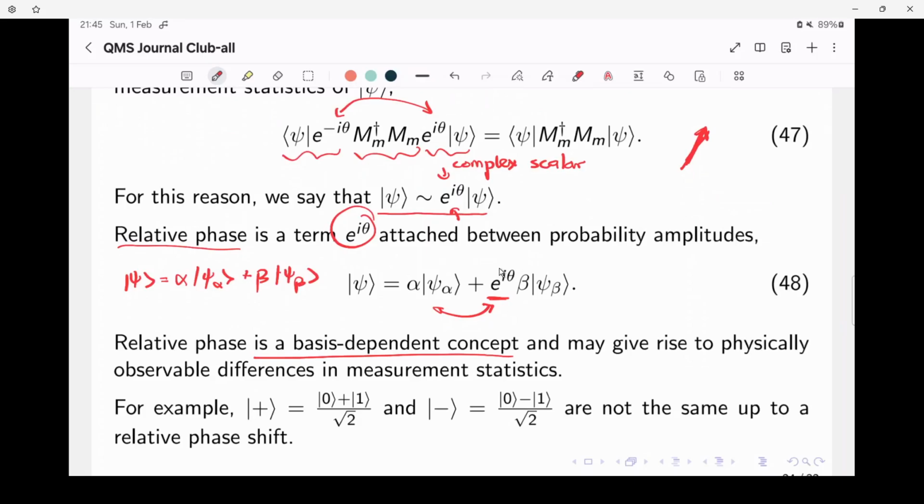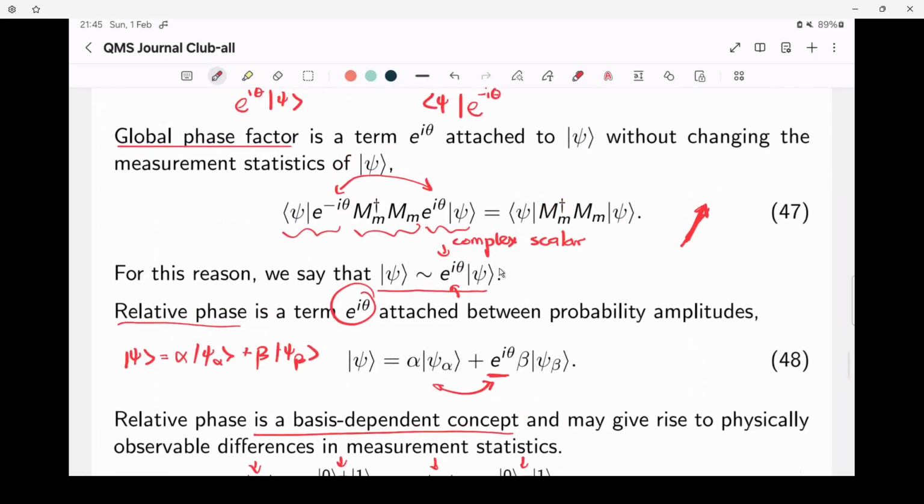One very good example is to look at the plus and the minus states. The relative phase difference is only at one state: one is plus, one is minus. When you convert it into the plus and minus basis, which is why it's called a basis dependent concept, and you try to measure in terms of the plus and the minus measurement operators, you will find that they give you different measurement statistics. So they are not the same up to a relative phase shift. This is the difference between a global phase factor and a relative phase.